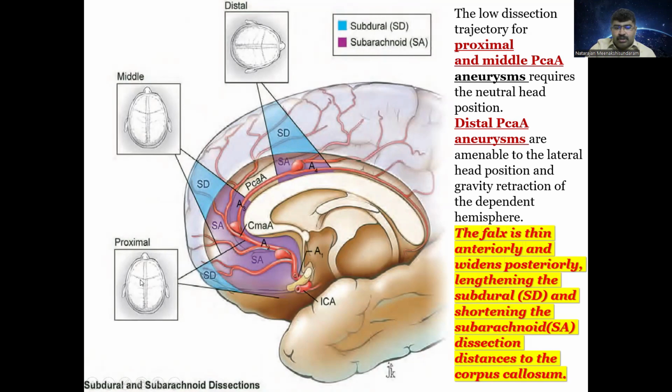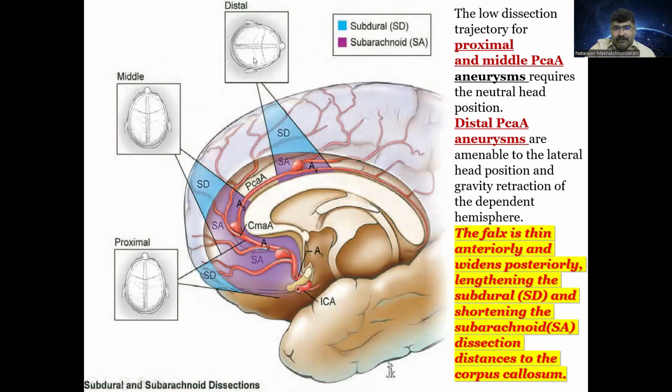So for approaching the proximal and the middle pericallosal artery aneurysms, the patient can be maintained in neutral position. Whereas for the distal ACA aneurysms, or the DACA aneurysms, it is preferred to position the patient in lateral position so that gravity helps in the retraction, rather than putting static retractors. So the position itself will help us in doing the dissection.